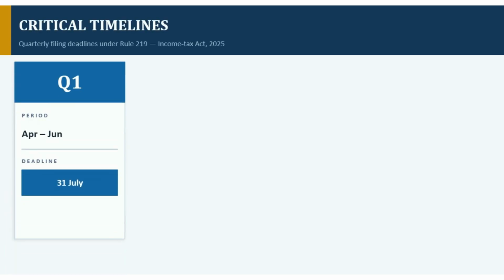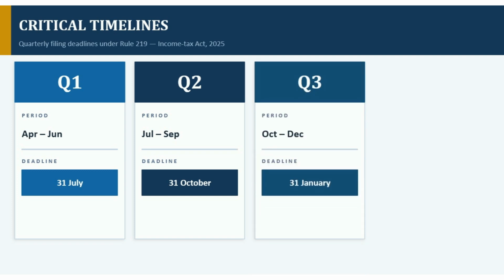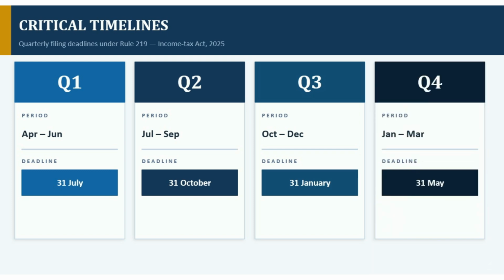Form 140 filing follows a quarterly compliance schedule under the Income Tax Act, 2025. For Quarter 1, covering April to June, the filing deadline is the 31st of July. For Quarter 2, covering July to September, the due date is the 31st of October. For Quarter 3, from October to December, the return must be submitted by the 31st of January. For Quarter 4, covering January to March, the filing deadline is the 31st of May of the following year.